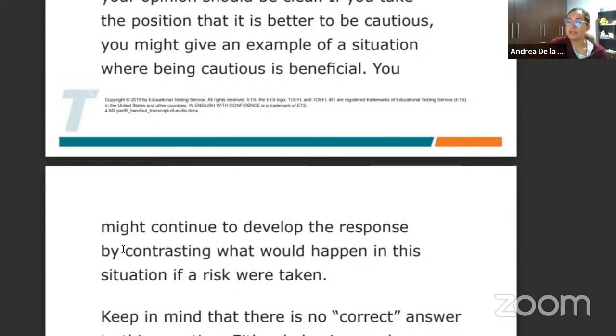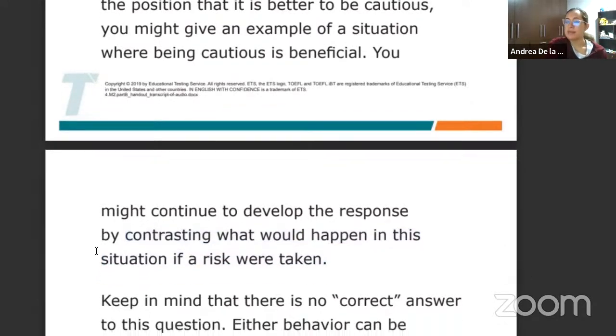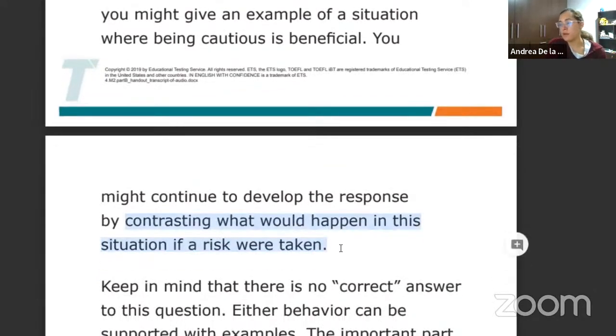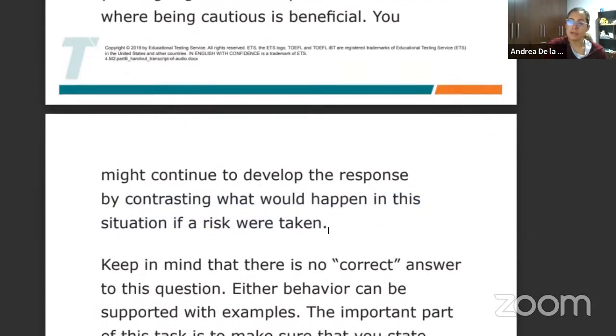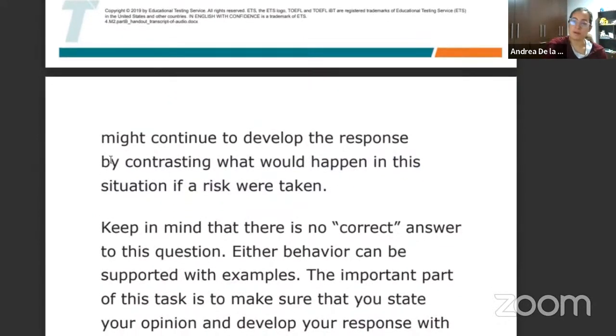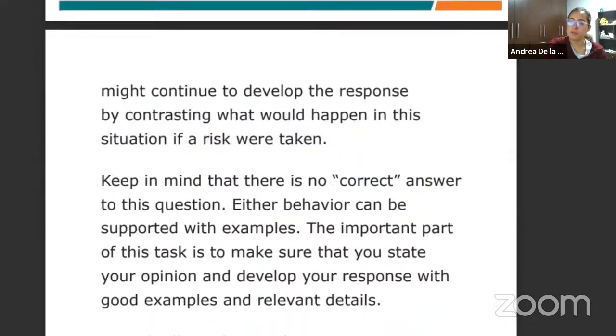And then you can contrast that with what would happen if a risk were taken. You could say, if I took the risk of going out late at night, then I would be risking my own safety, right? Given that lately, all I hear in the news is about a number of violent crimes against, I don't know, young girls, whatever. But you could contrast that with what would happen in that situation.